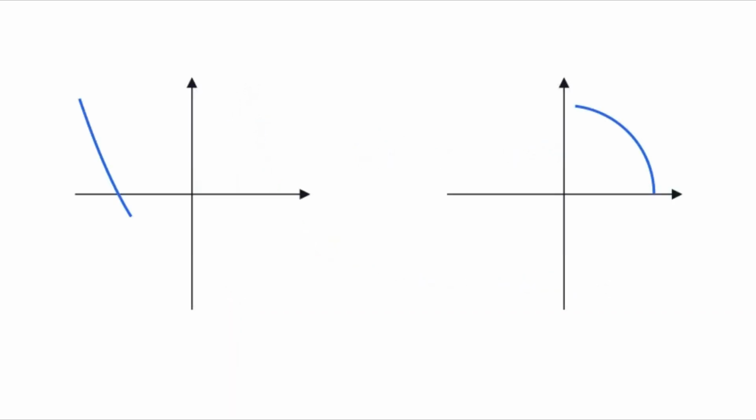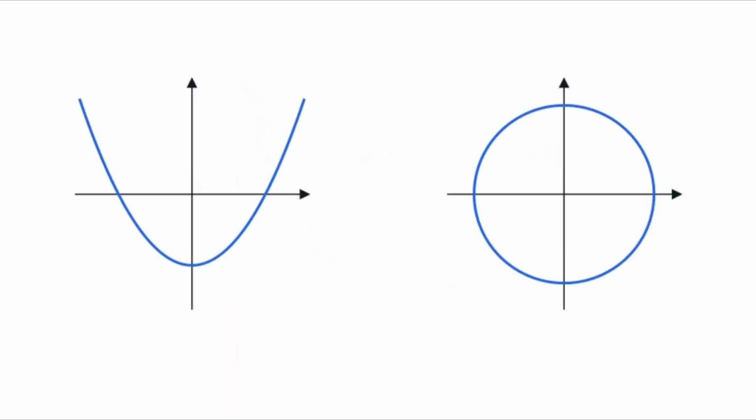Here's how to spot a function just by looking. Sweep a vertical line across the graph. On the left, the line meets the curve once, every single time. One input, one output, that's a function. On the right, the line cuts the circle twice. One input, two outputs. A circle is a perfectly good curve. It just isn't a function.